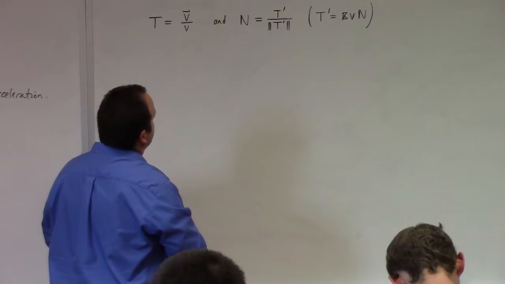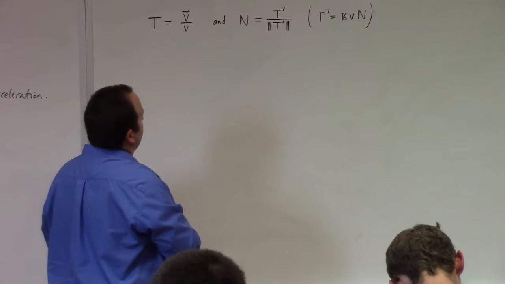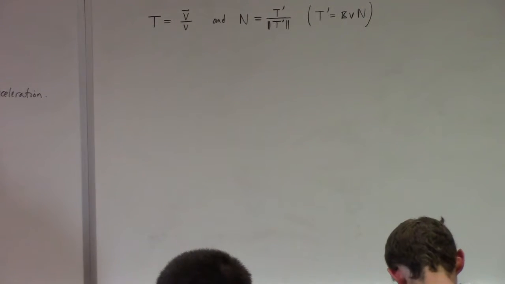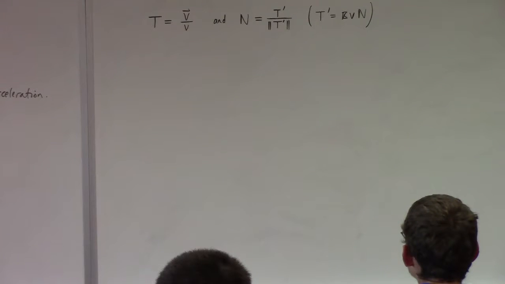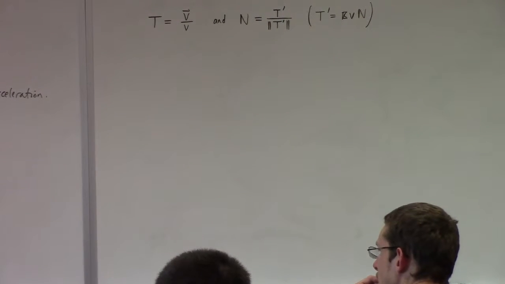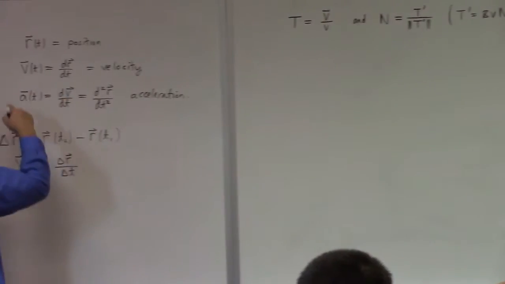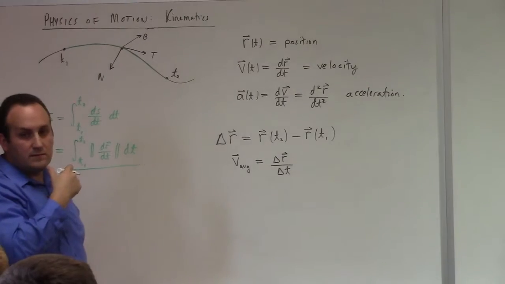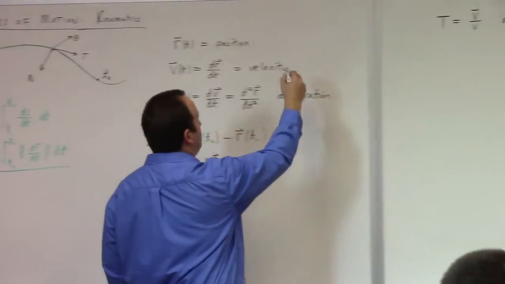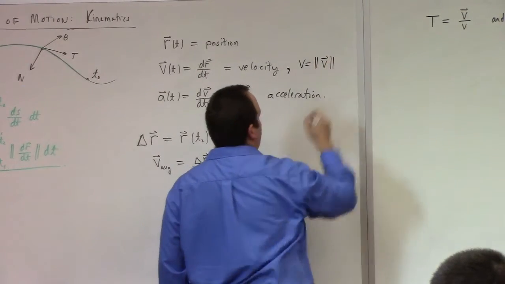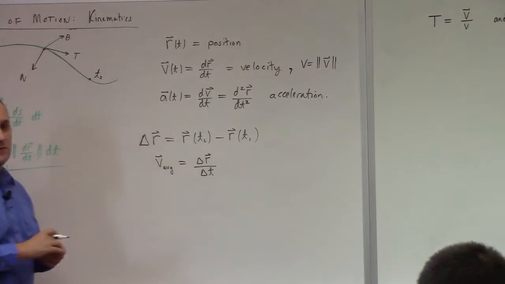Okay, so let's see here. Can you remind me what the difference is, T equals v vector over v, what those two are again? Oh, v, right here. It's v is dr/dt. And the v without a vector is the speed. Yeah, that's fine. It's that convention we use.